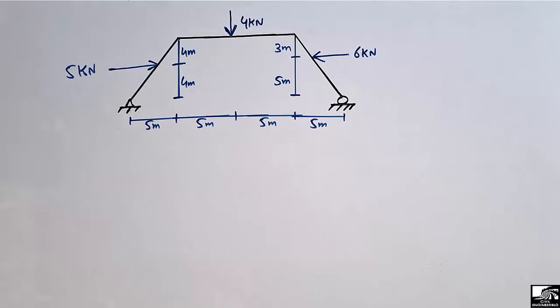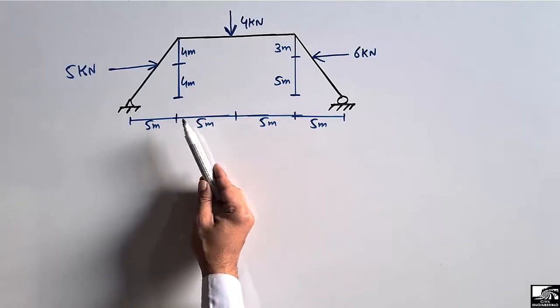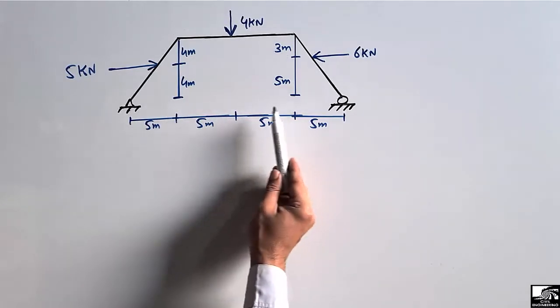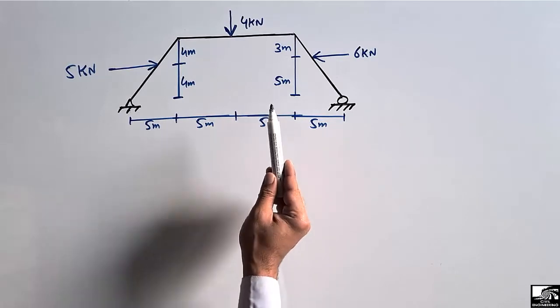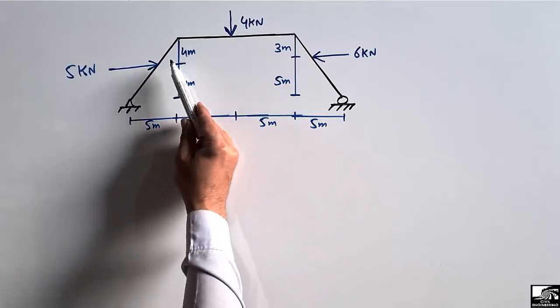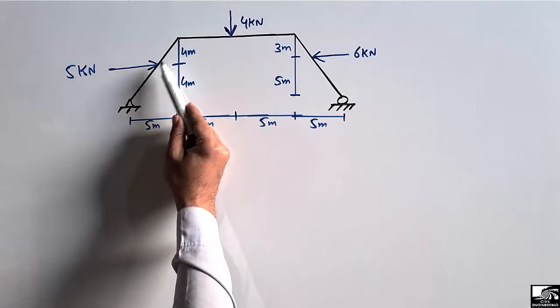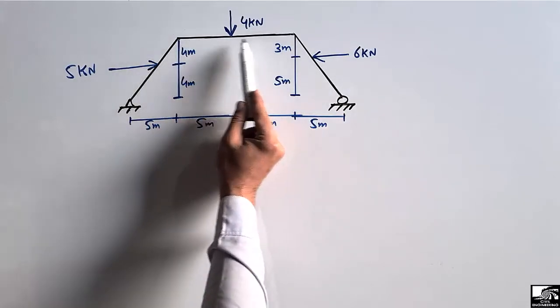Today our lecture is about frame analysis. In this lecture we are going to find out the support reactions for this frame in a very easy way. So let's consider this is any frame which has two inclined members and one horizontal member.